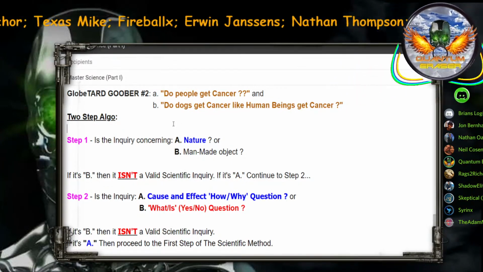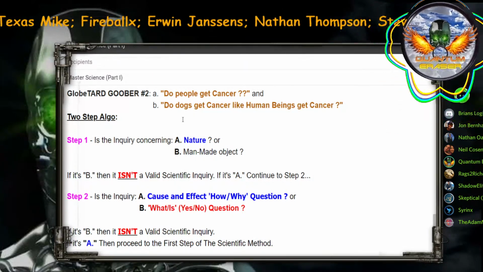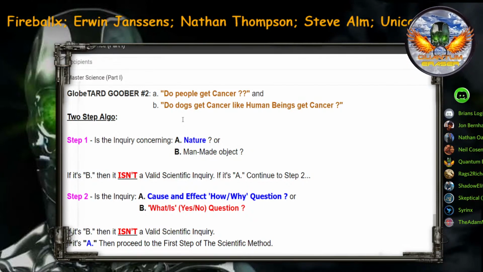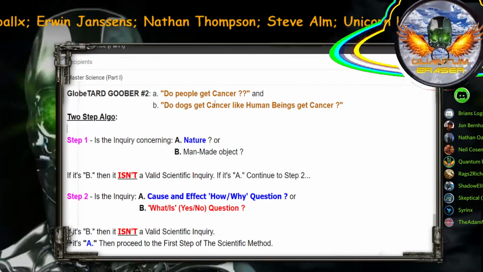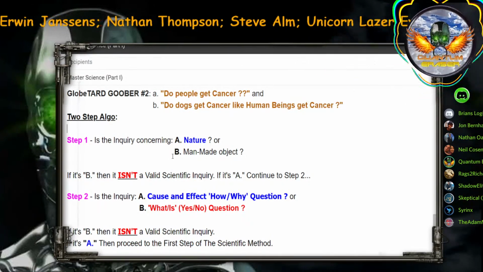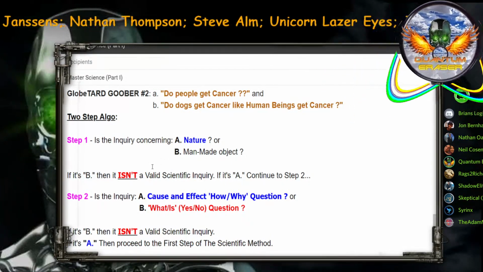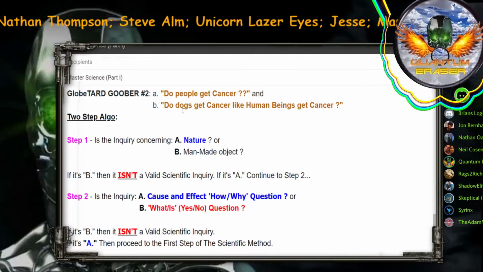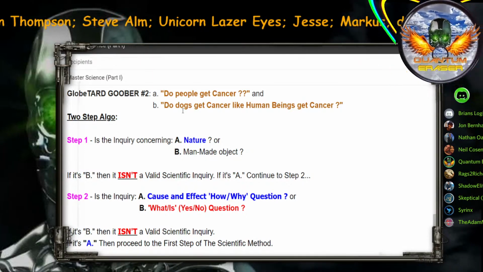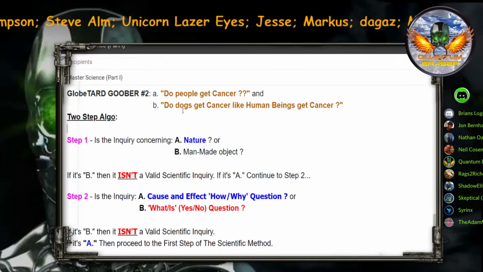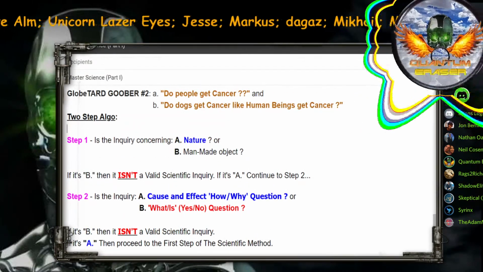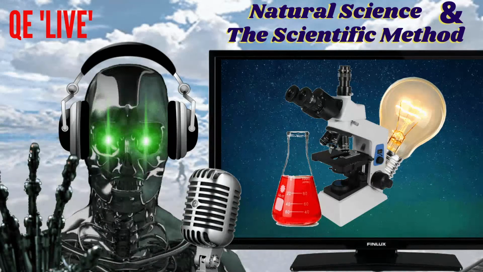On to his B, you know it's the same thing. Do dogs get cancer like human beings get cancer? Oh, boy. So, step 1, we already know it's nature. Step 2, is the inquiry a cause and effect how I question, or a what is yes or no question? Obviously, it is a what is yes or no question. This is not a valid scientific hypothesis. It can't enter the scientific method. That's it. Questions, comments?